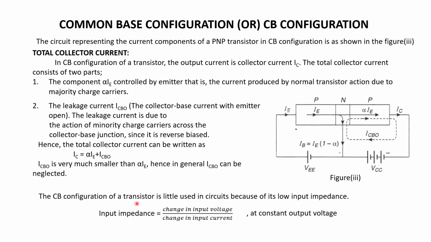This CB configuration of the transistor is very little used in circuits because of its low input impedance. The input impedance of a transistor in CB configuration is low, hence it is not generally used.